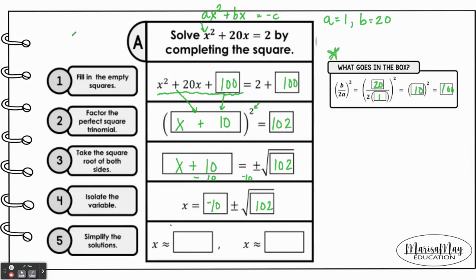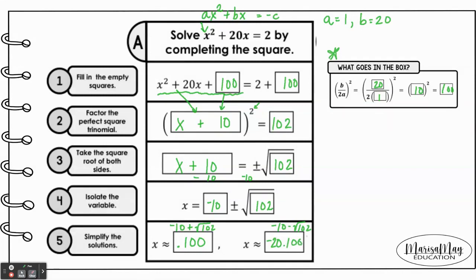So for the first one, we'll do negative 10 plus the square root of 102, negative 10 minus the square root of 102, and we'll get decimals for those. I like to use the Desmos graphing calculator. I will be sure to link that down below for you. So for the first one, I got 0.100 if I round it to 3 decimal places. And the second one, I got negative 20.100.